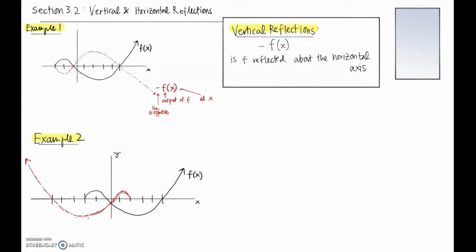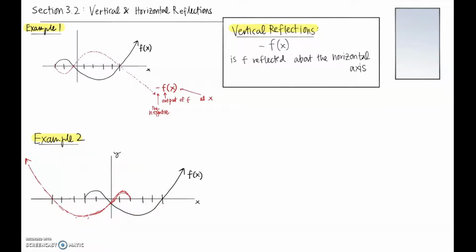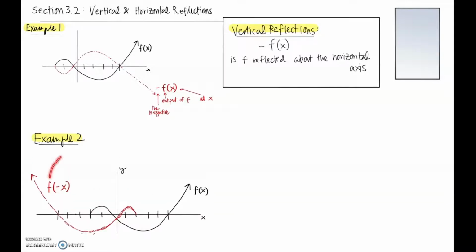Now, this new function, which is the reflection of f across the y-axis, it's called a horizontal reflection, is actually this function. So this is f of negative x. Essentially, you're switching your x values for their opposite, and the y values stay exactly the same. So now we have something slightly different. We have the output of f at the opposite of x, at the opposite of our input.